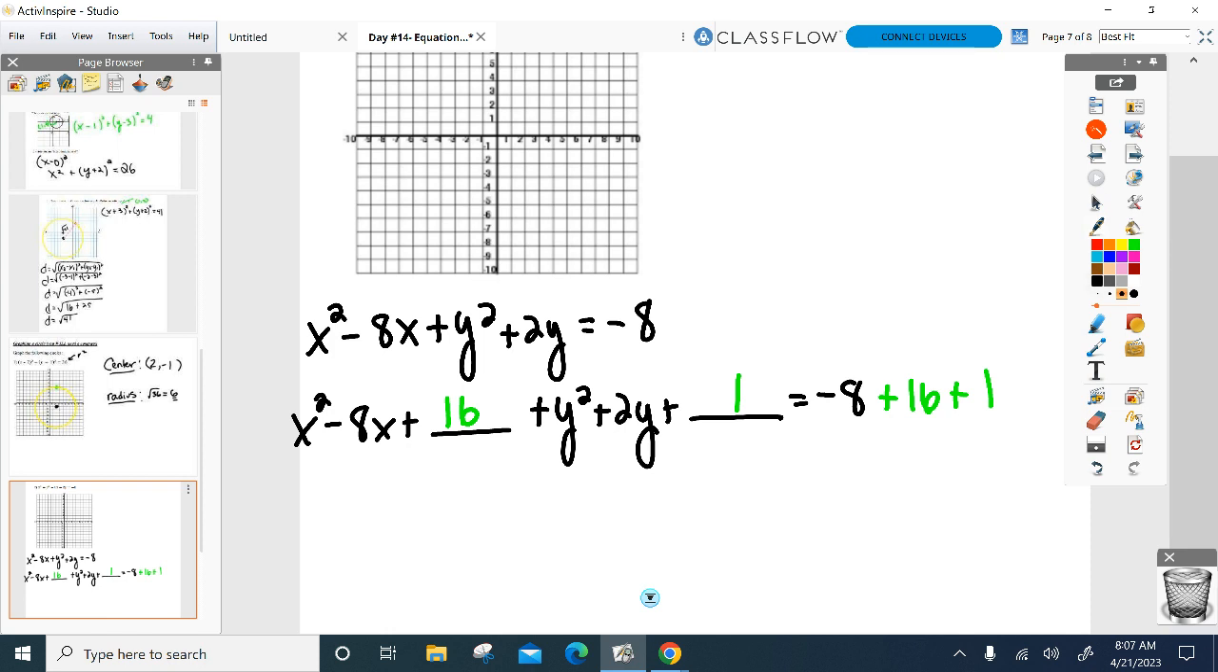Okay, let's clean up the right side. What do I have? 17, what's that, 9? Ooh, that's a nice, perfect number, huh? No pun intended.